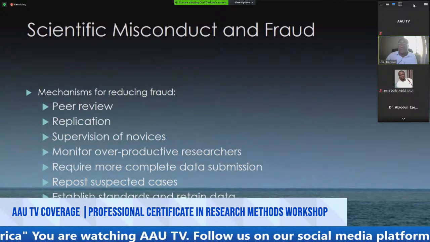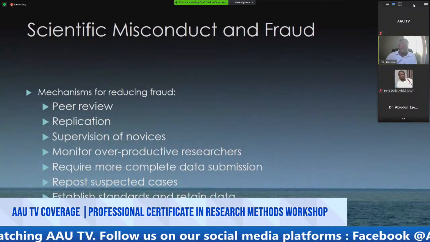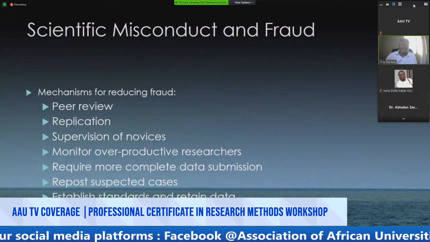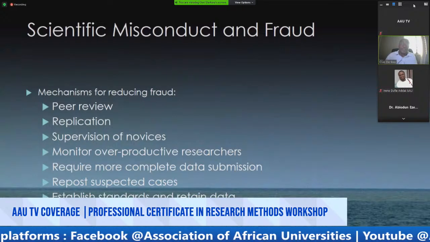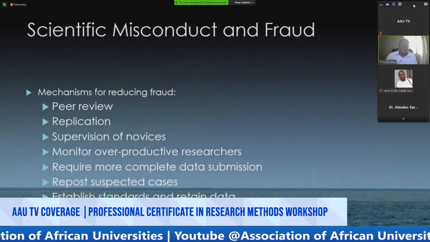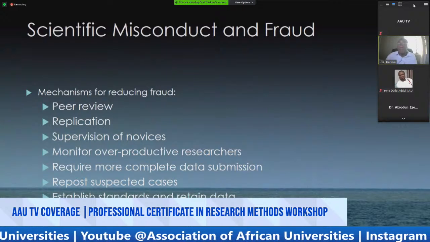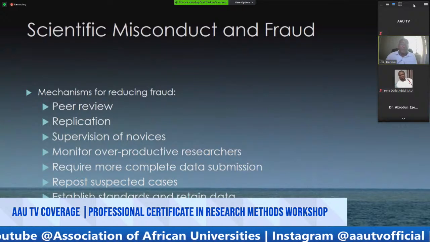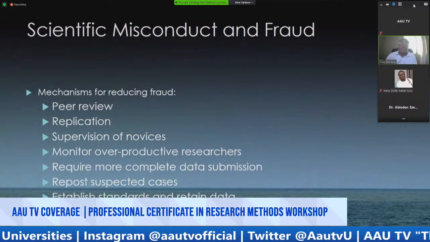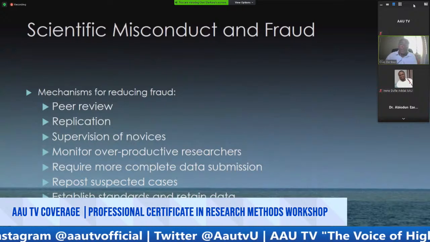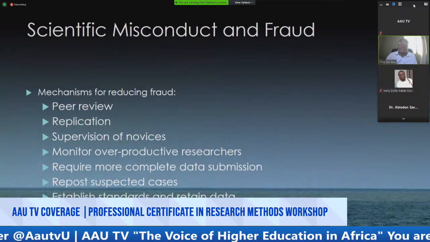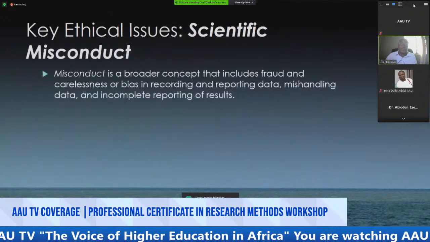Monitoring over-productive researchers is also a way to at least check that. Sometimes people will take the same data and manipulate it in several different ways, they segment it, send it to different journals and things like that. So sometimes there's a way to monitor that. Require more complete data submission, because sometimes the kind of data that people submit is inadequate, so there's a way to monitor. Report suspected cases. Sometimes people do that when they have doubts about the publication and stuff. Establish standards and retain data. All these are examples of ways to deal with some of this.